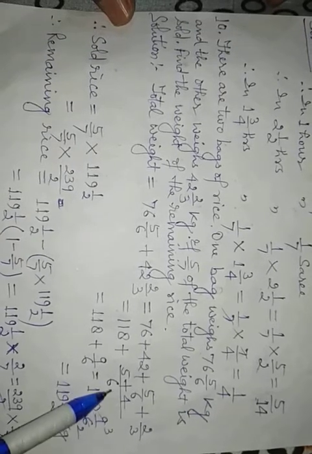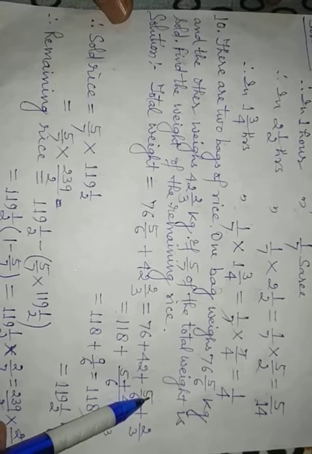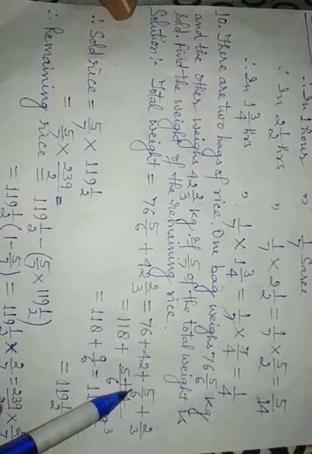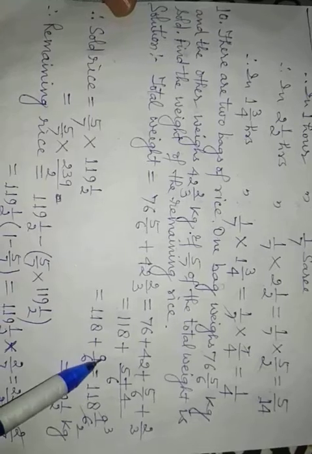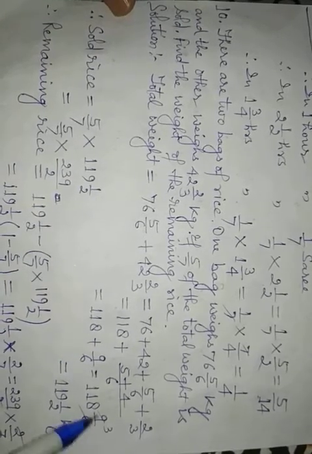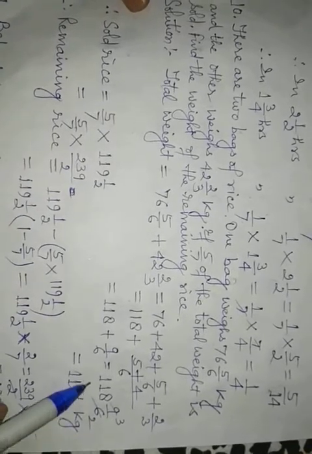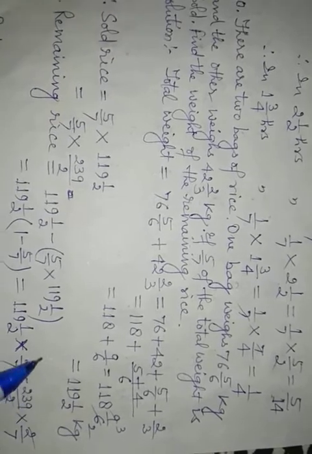76 plus 42 is 118, plus take LCM of 6 and 3, that is 6. 6 divided by 6 is 1, 1 into 5, that is 5, plus 6 divided by 3 is 2, 2 twos are 4. So 5 plus 4, that is 9, 9 by 6. So 118 whole 9 by 6. 9 by 6 means 3 by 2. 3 threes are 9, 3 twos are 6. Or you can write this as 119 whole 1 by 2 kg also.